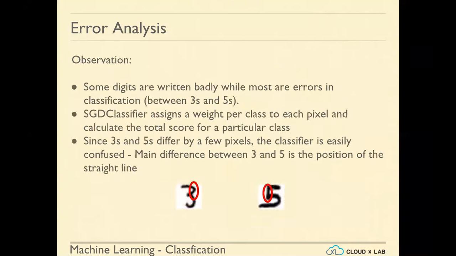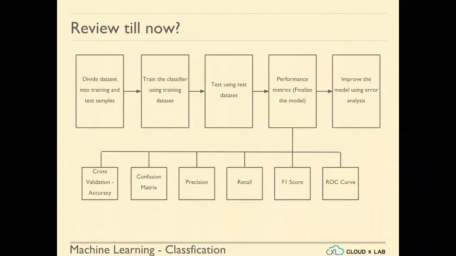All right. So this is what we have done till now. We did all of this. We divided the data set, trained it, tested it using cross-validation, and we haven't tested.